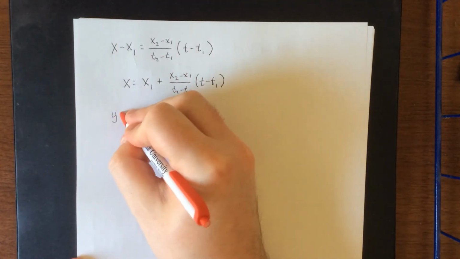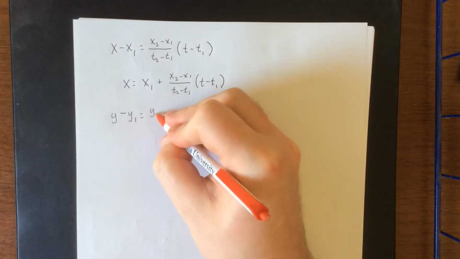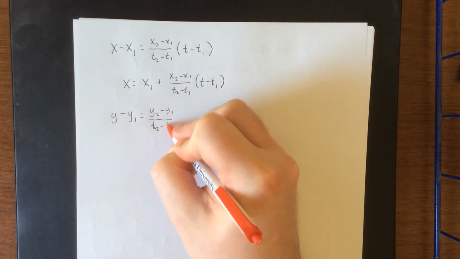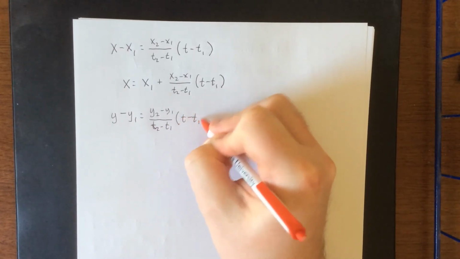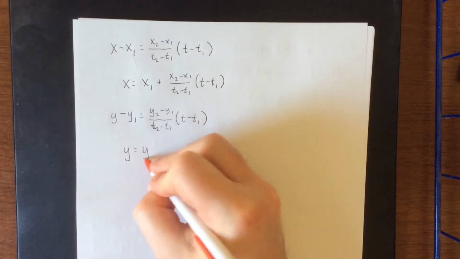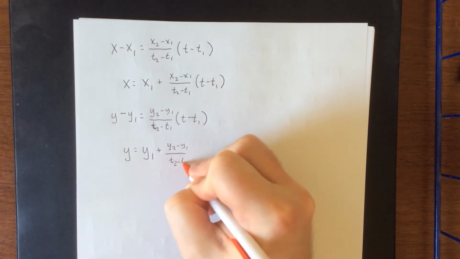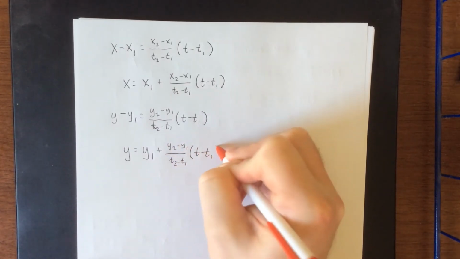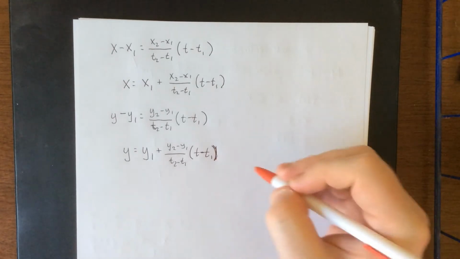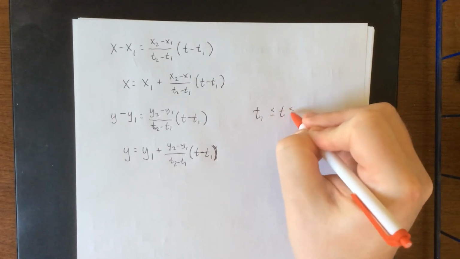Now if we do the same thing for our y variable, we can say y minus y1 is equal to the slope, which will be the change in y over the change in t, times (t minus t1). Or, once we actually solve this for y, we can say y is equal to y1 plus (y2 minus y1) over (t2 minus t1) times (t minus t1). And that should be a set of parentheses. Then we can specify that t ranges from t1 to t2.